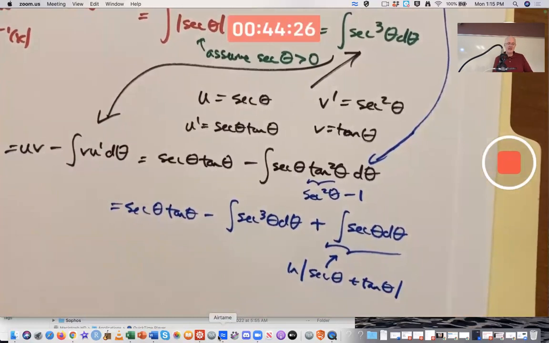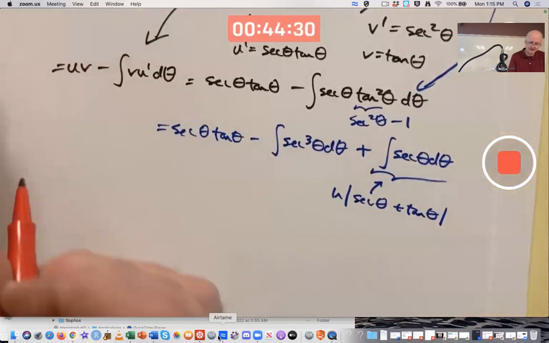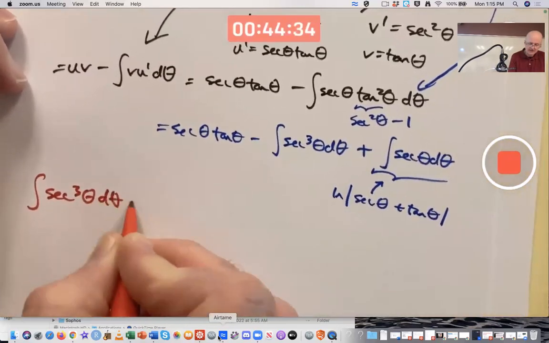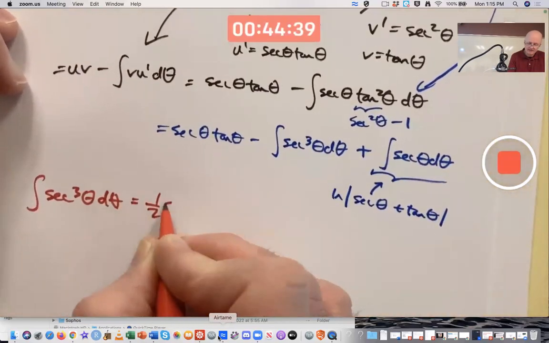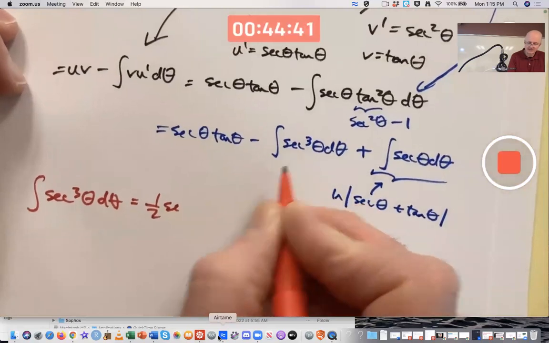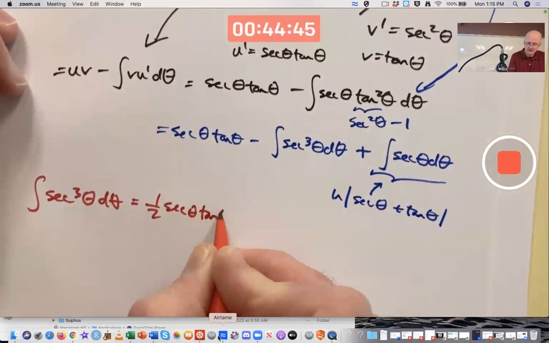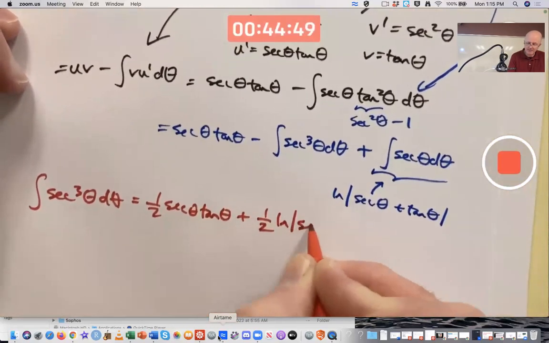So what I'm trying to say is the integral that we want, integral of secant cubed, is 1/2 of everything on the right, essentially. 1/2, except for that thing which we added to both sides. 1/2 of this plus 1/2 of that. And then go ahead and lop on the c at the end.